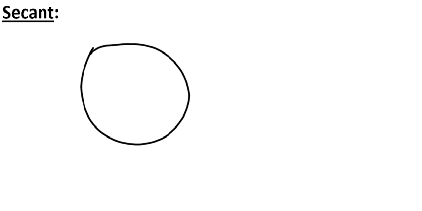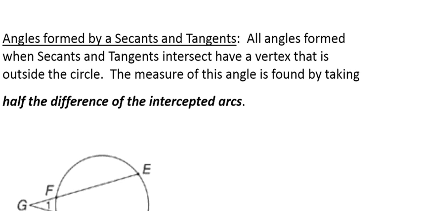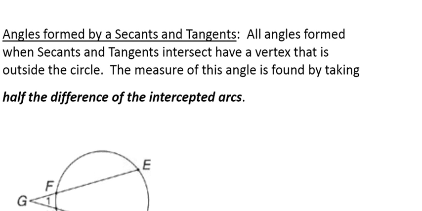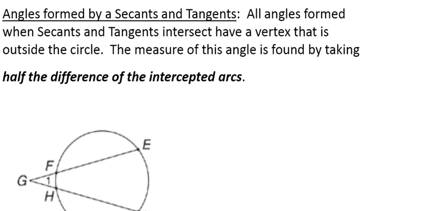All right, another new vocabulary word, secant. A secant is a line or part of the line that intersects the circle in exactly 2 points. So it's almost like a chord, except that it keeps on going. It doesn't end. All right, so let's take a look and see what happened when secants intersect.